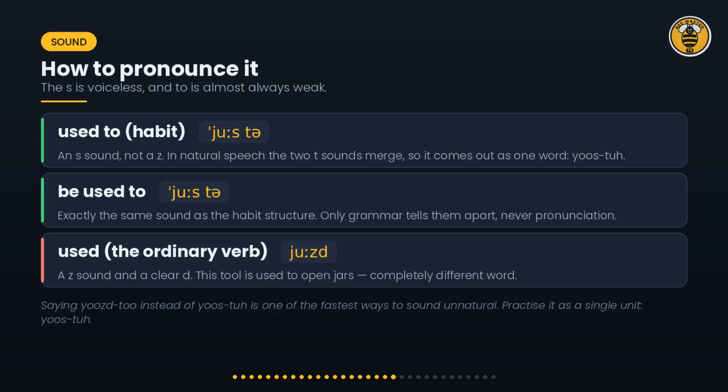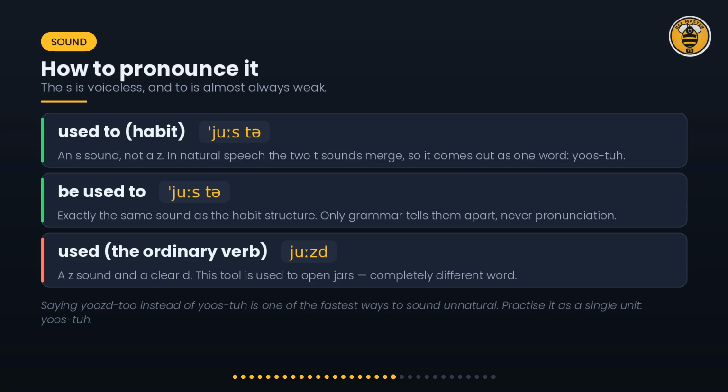Now sound. This is where a lot of learners lose marks without realizing it. In both used to and be used to, the S is voiceless. It is an S sound, not a Z sound. And the word to is weak, reduced to a schwa. The two T sounds merge, so it really comes out as a single unit, used to.